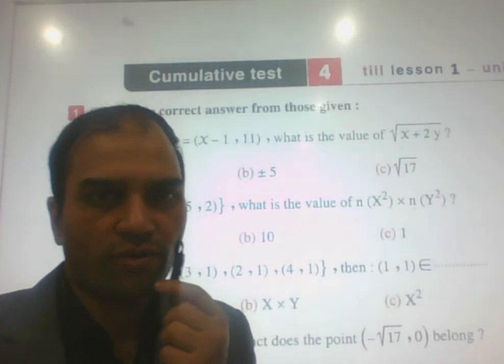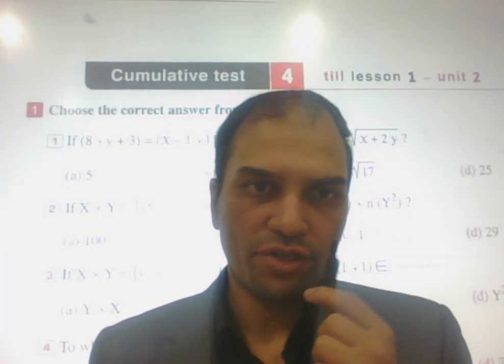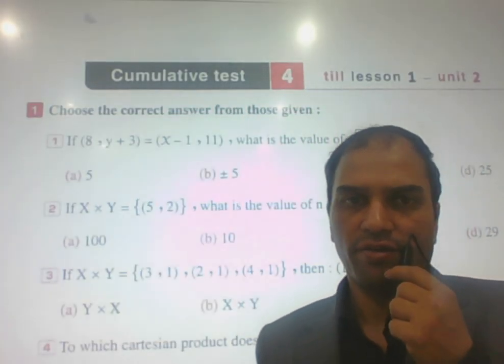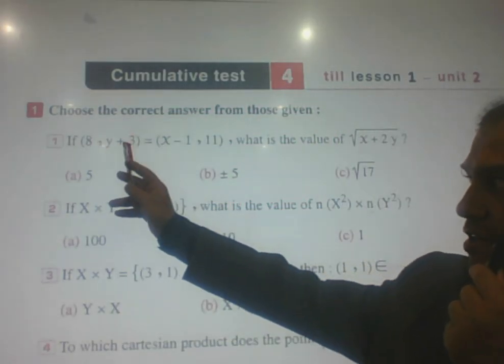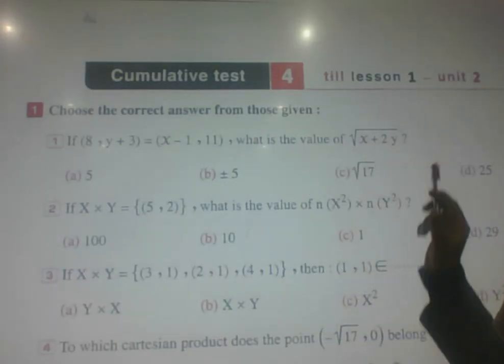Group 2. Today we'll solve from Al-Moasser book, Cumulative Assessment number 4, the lesson 1, unit 2. First question, choose the correct answer. Is the ordered pair (8, y plus 3) equivalent to (x minus 1, 11)? What is the value of the square root of x plus 2y?